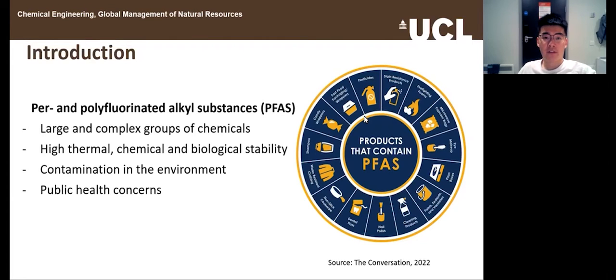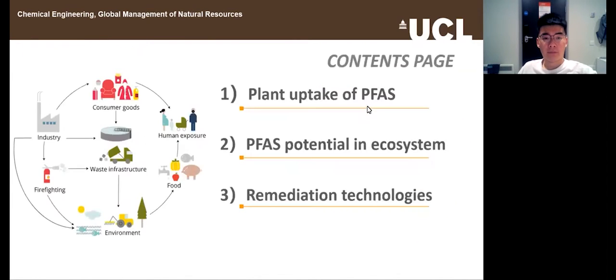A PFAS molecule consists of a chain of linked fluorine and carbon atoms, which is one of the strongest chemical chains, thus making the molecule long-lasting in the environment and causing public health concerns. In this presentation, our group will first introduce the uptake pathway of PFAS in plants, and then discuss the PFAS potential in the ecosystem, followed by remediation technologies from different aspects to mitigate its contamination.